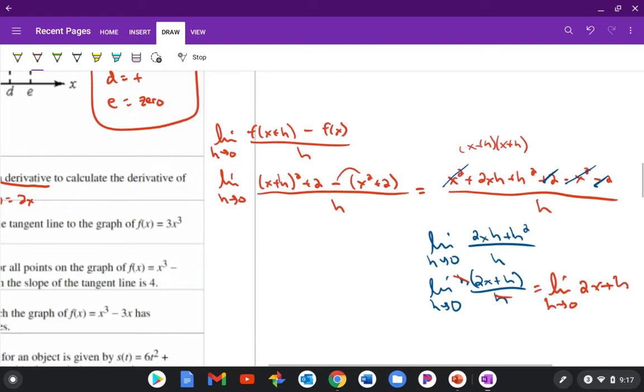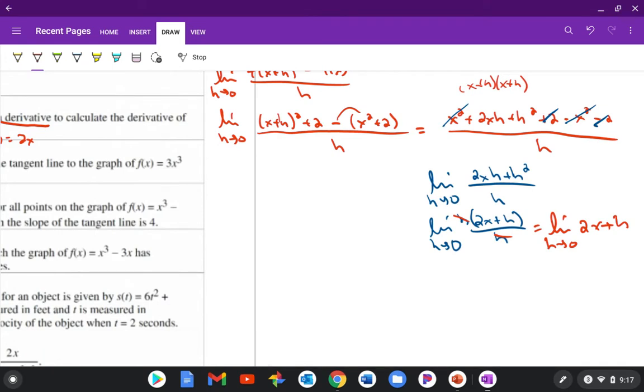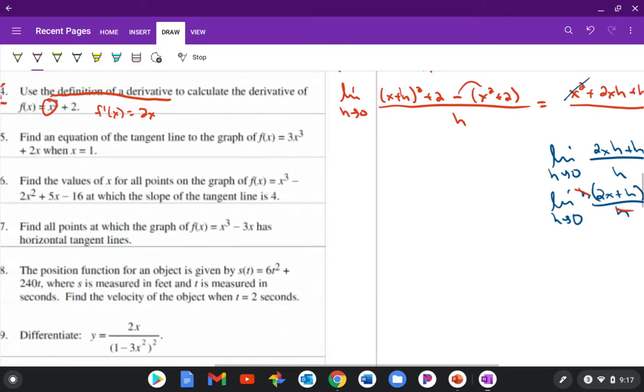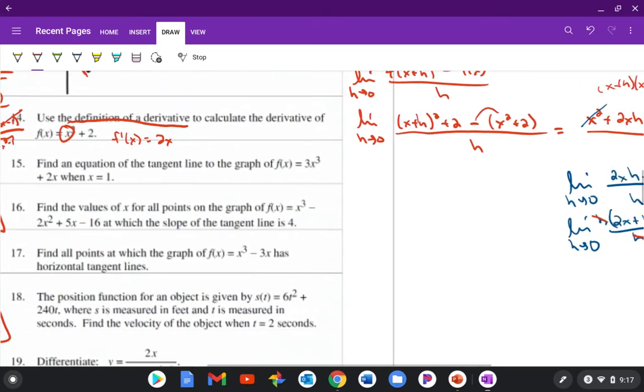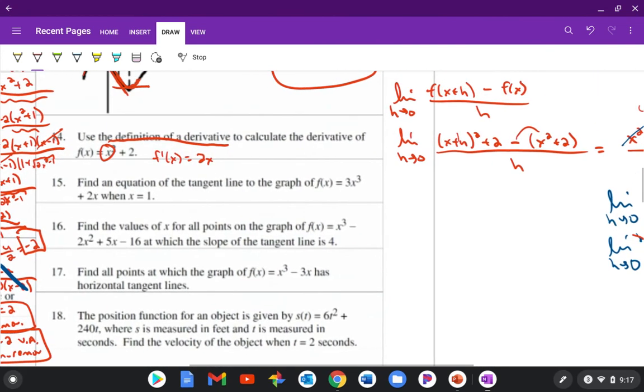Final step then is to just plug in 0 for h. So we get 2x plus 0, which is 2x. Derivative. So you have to have all of that to prove that one. You can't just write the answer.